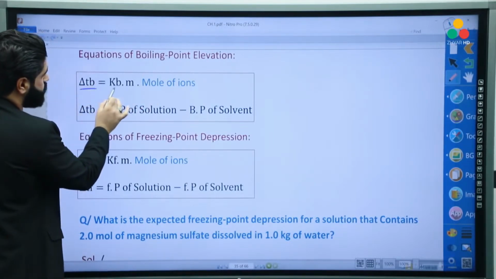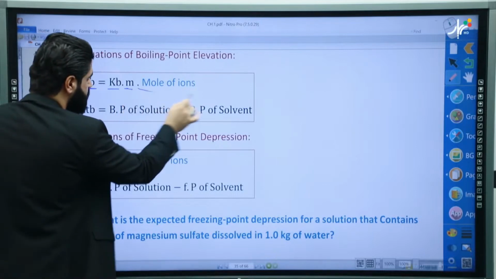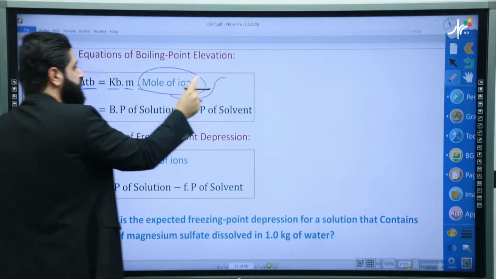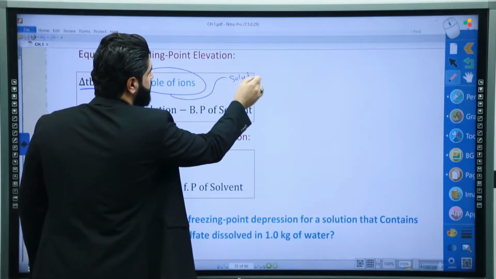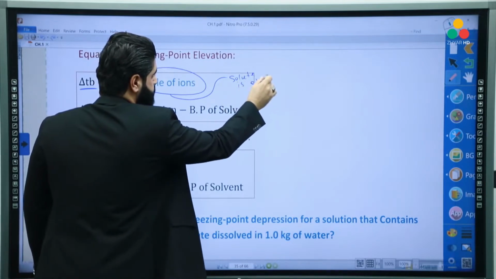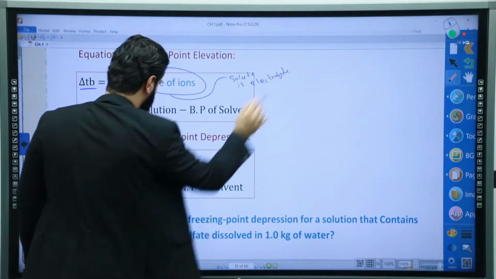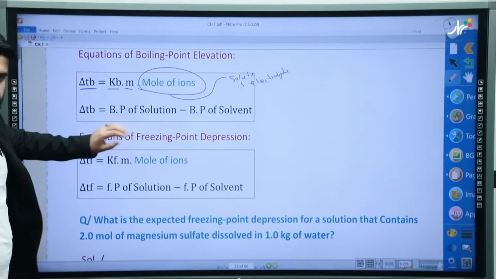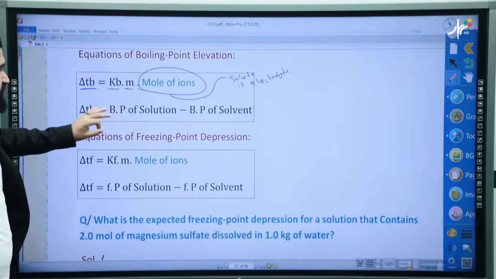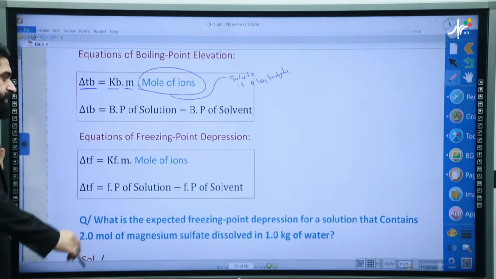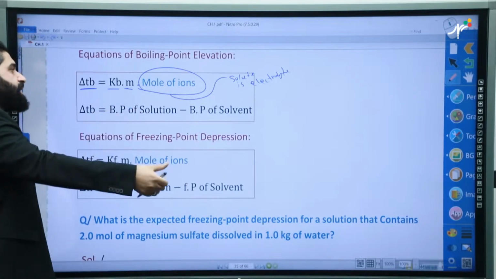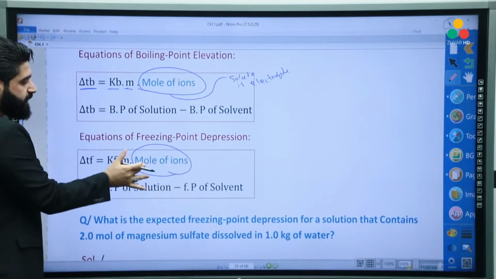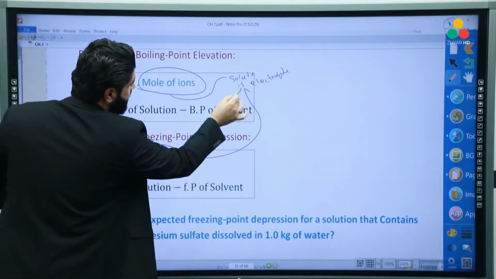Look, delta Tb equals Kb times molality times mole of ions. Okay, you have to write this blue part when solute is electrolyte. And for delta Tf it is the same. So the change will be here only. Every single step stays the same. The only difference between here and previous equations is this part, the blue part, and we have to count this blue part when solute is electrolyte.